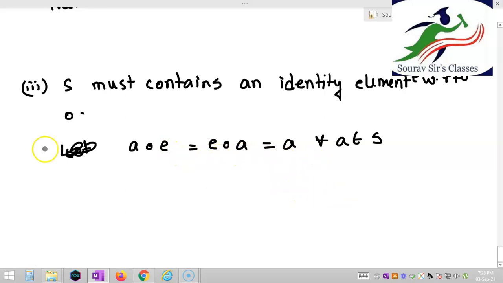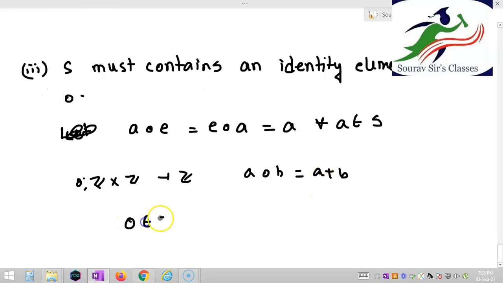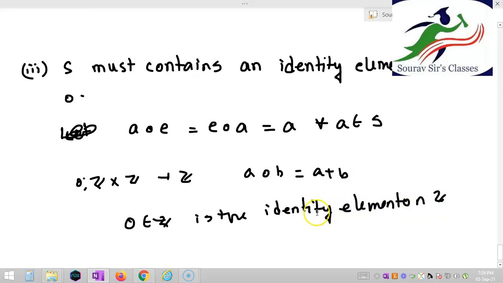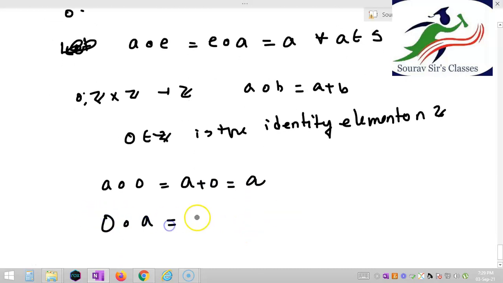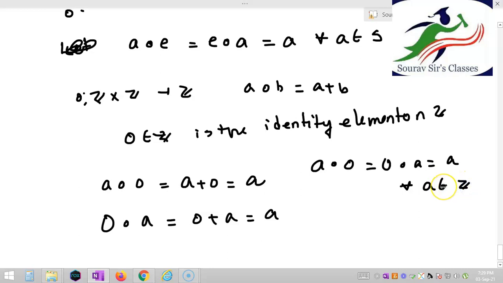Now observe that if you are considering a binary operation on Z, Z cross Z to Z, by A compose B as A plus B, then I will say that the integer 0 is the identity element on Z, as A compose 0 is equal to A plus 0 is equal to A, and 0 compose A is equal to 0 plus A is equal to A. It means A compose 0 is equal to 0 compose A is equal to A, and this holds for all A belonging to Z. Then I will say that 0 is an identity element of Z with respect to this composition.